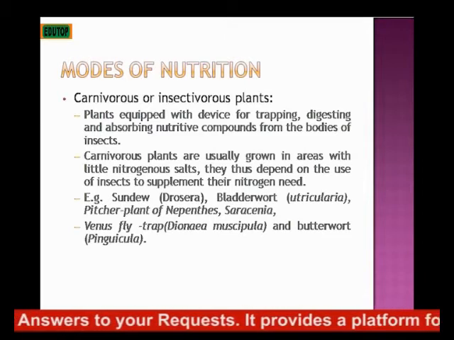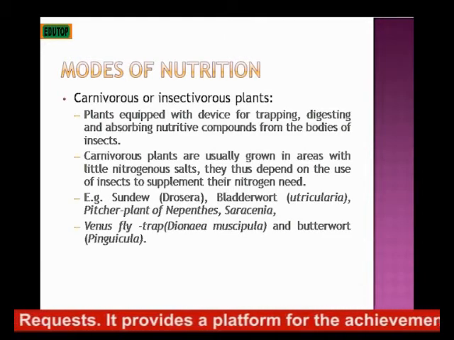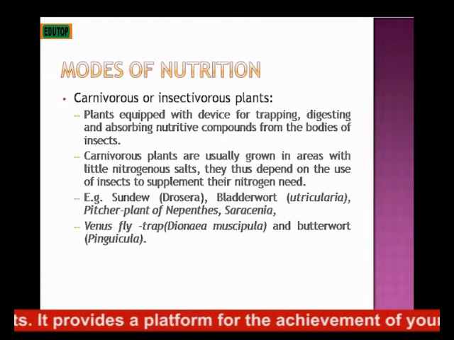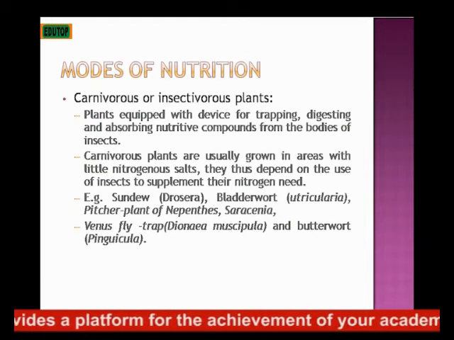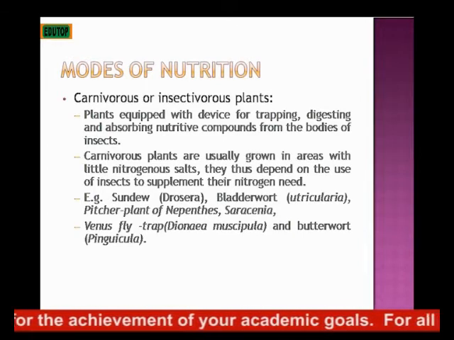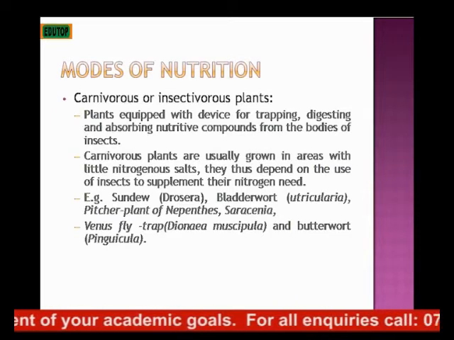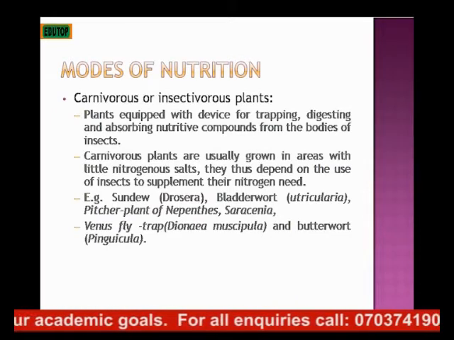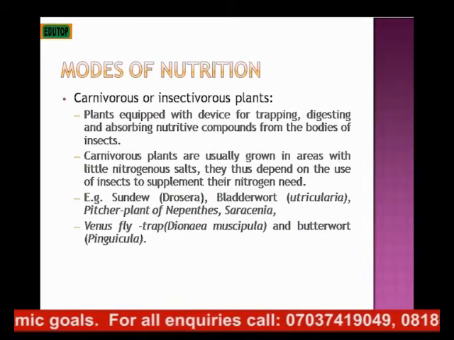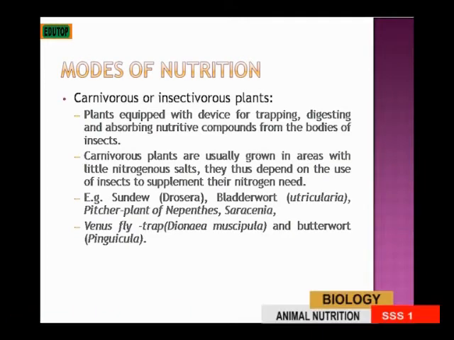An example of such plants, we have the sundew plant called the Drosera. We have the bladderwort called the Utricularia. The pitcher plant also is another example of a carnivorous or insectivorous plant. Also the Venus fly trap, and the butterwort plant, they are all examples of carnivorous or insectivorous plants.